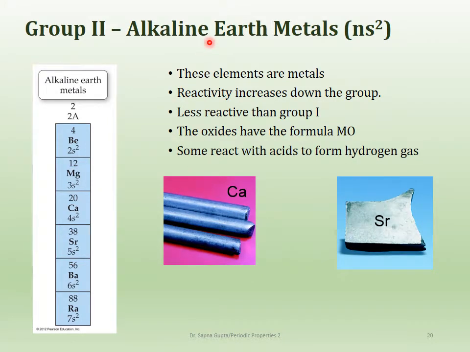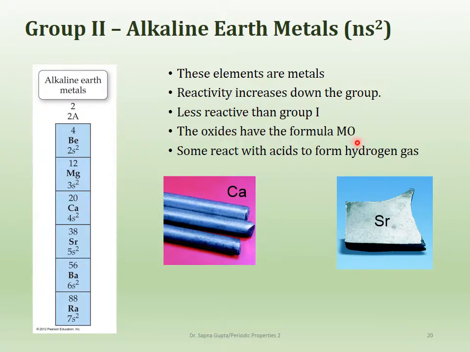Group number 2 are called the alkaline earth metals and their configuration is ns2, and here are all your metals for group 2. These are also all metals starting from beryllium all the way to radium. The reactivity again increases as you go down. They're a little bit less reactive than group 1, okay, which means that you can still find them and store them easily. Okay, for example, you have dealt with magnesium in the lab already. You've been using magnesium ribbon for almost all your labs, and so you can see that it's not very hard to work with. Okay, so they're less reactive than group 1.